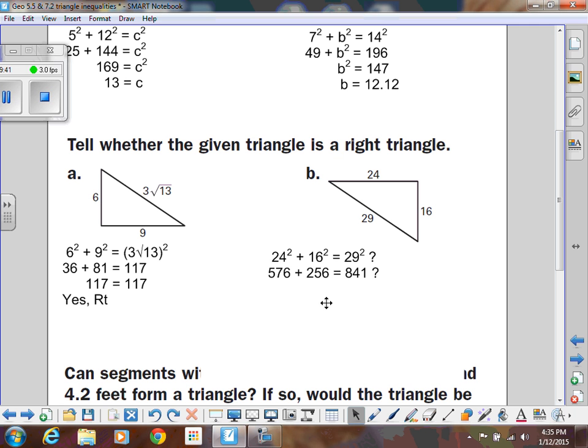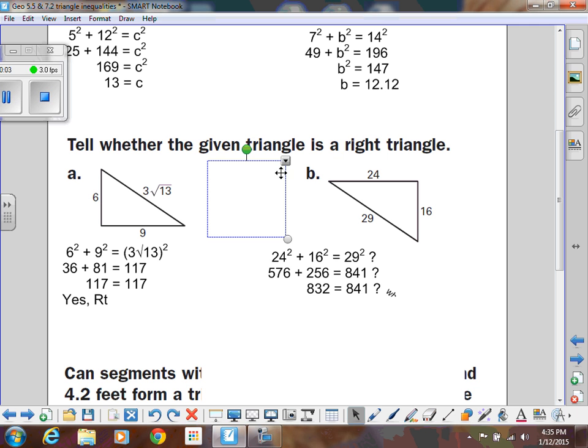And we need to see, does that equal 841? Well, if I add those two together, then that gives me 832. And that is definitely not equal to 841. So this is not a right triangle. Now, something to think about though, if this is not a right triangle, then it has to be either acute or obtuse. So I want to think about this.